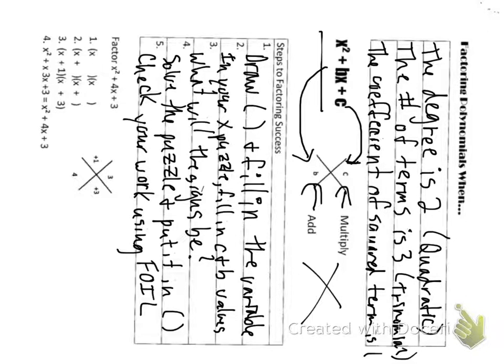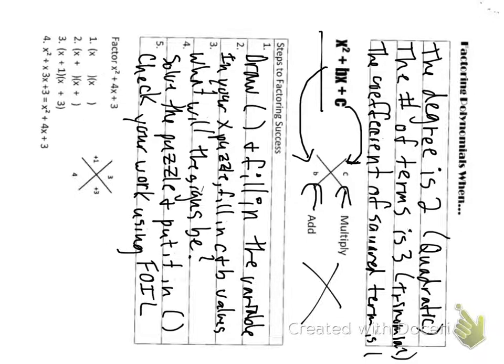We want to draw our sets of parentheses, fill in the variable we're dealing with. Step 2, in your X puzzle, fill in your C and B values. C goes up top for the multiplication spot, B goes in the bottom of the X for the addition spot. Then you ask yourself, what will the signs be, and fill those in. Solve the puzzle and put it in parentheses, and then check your work using FOIL or double distribution.